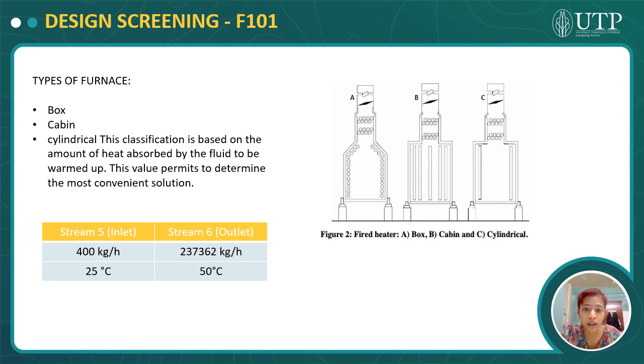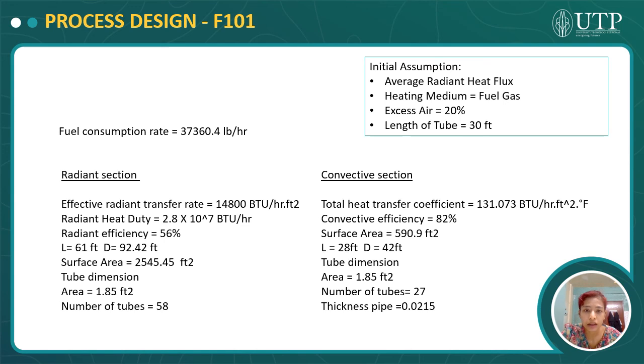Normally the vertical cylinder type is adequate to operate up to 29.1 kilowatts, while cabin or box are for higher values. So as we see, our type of furnace is chosen based on the inlet and outlet stream, which is the cabin furnace. Next is the process design of furnace 101, to calculate all the important radiant and convective points.